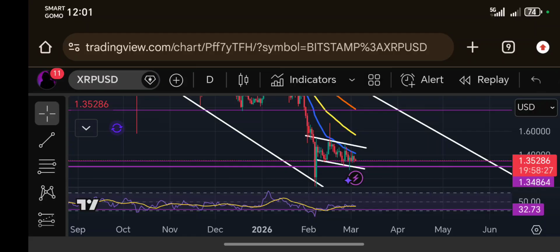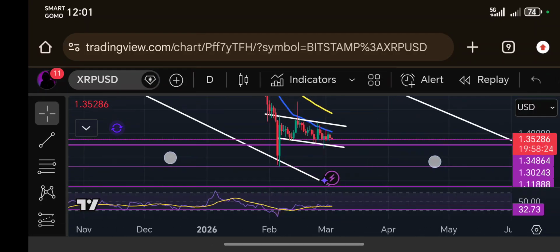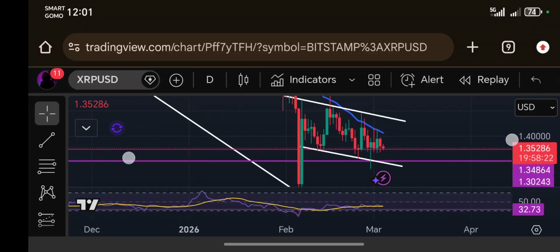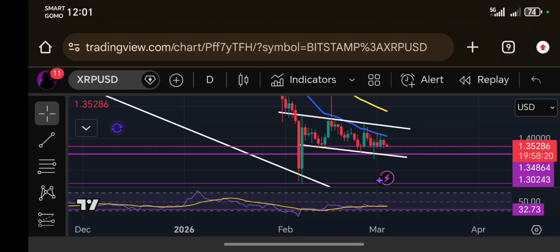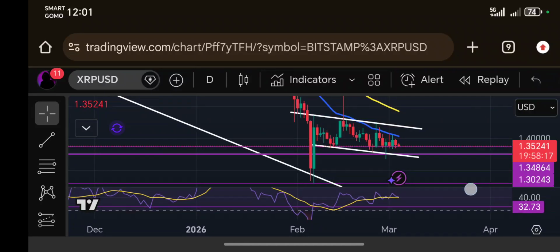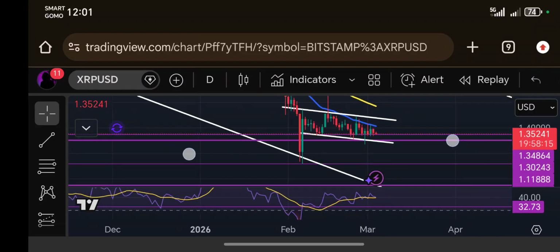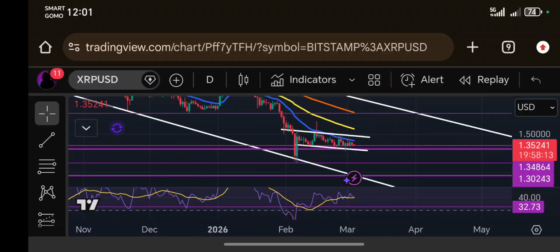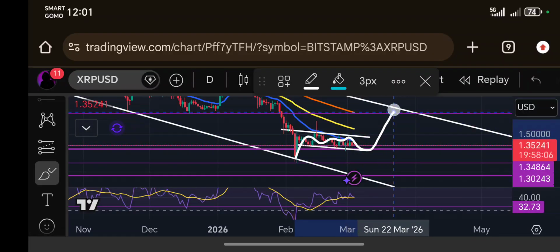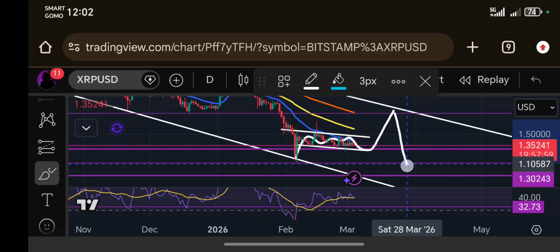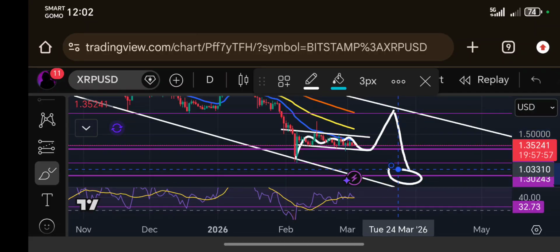This is your XRP US dollar daily time frame. I'm going to talk about Bitcoin later, but for now, let's focus on XRP. Looking at this chart, it looks like it wants to go to the upside. It wants to pump to the upside, right? It could go like this, and boom. But that's the ideal thing here before it drops like that, continued pattern.